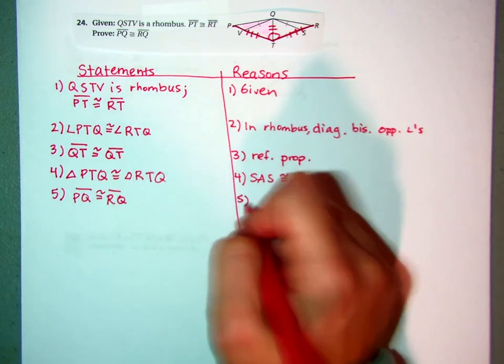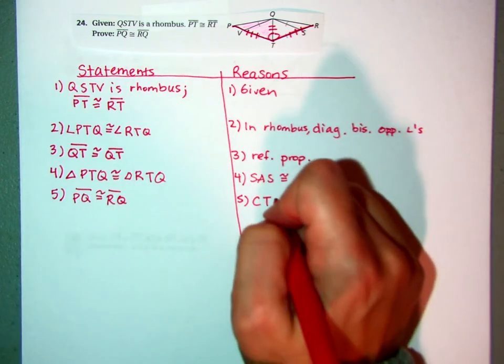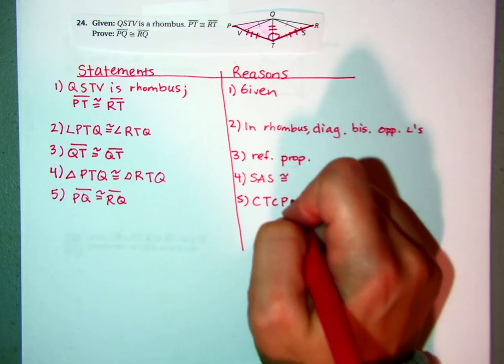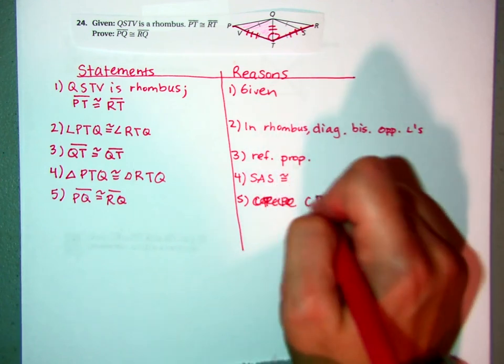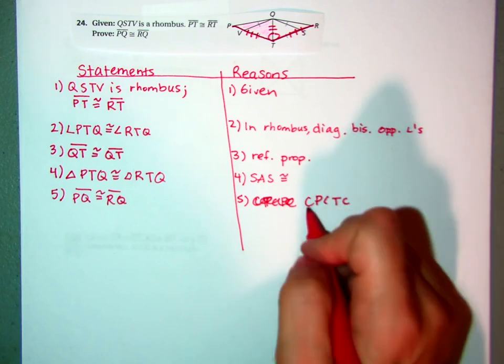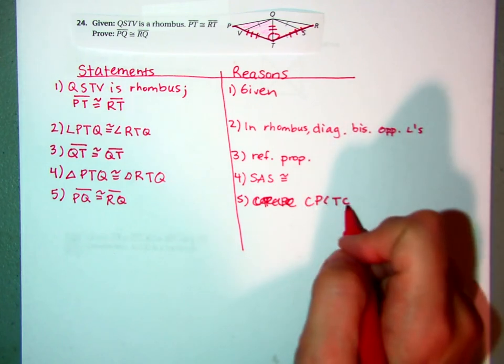Now that I know that they're congruent, I can finally say that PQ is congruent to RQ, and that's because in congruent triangles, the corresponding parts are congruent. CPCTC. I was trying to talk at the same time. Corresponding parts of congruent triangles are congruent.